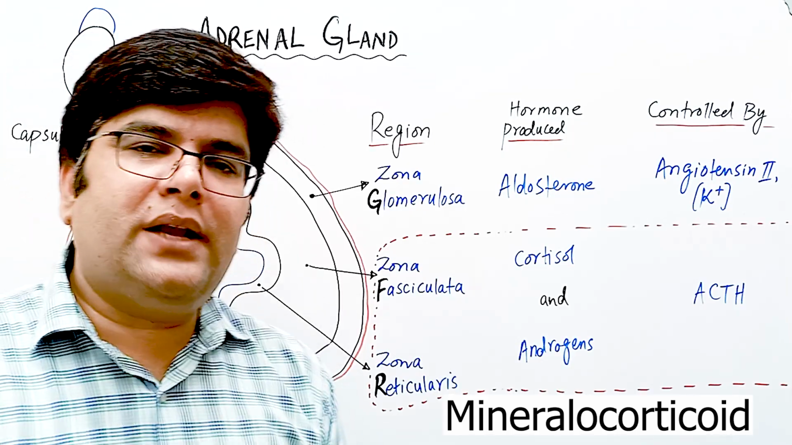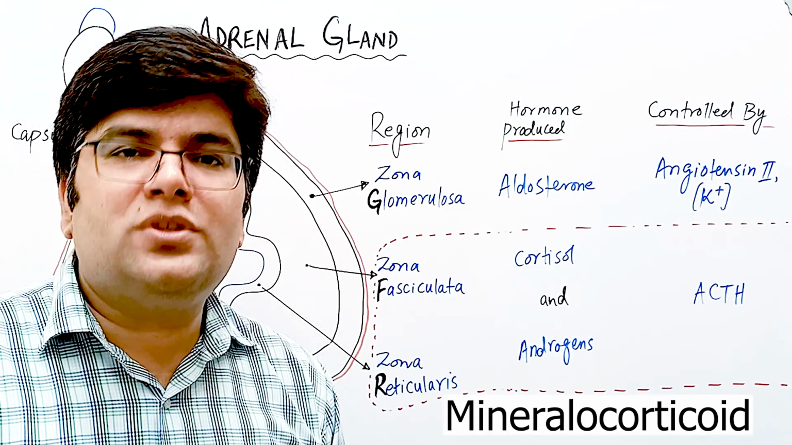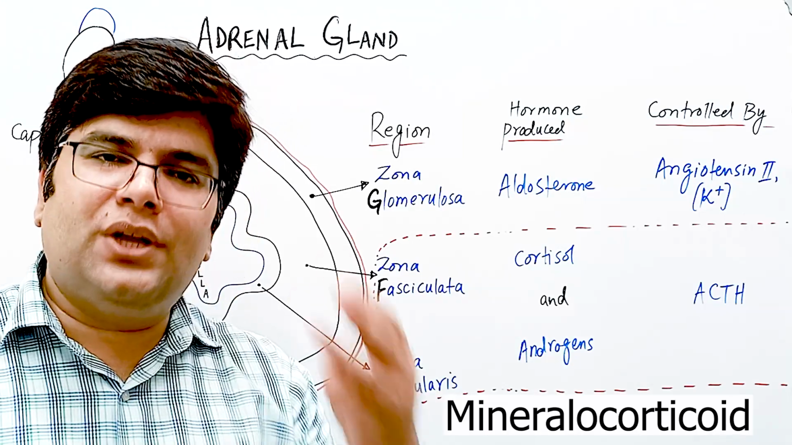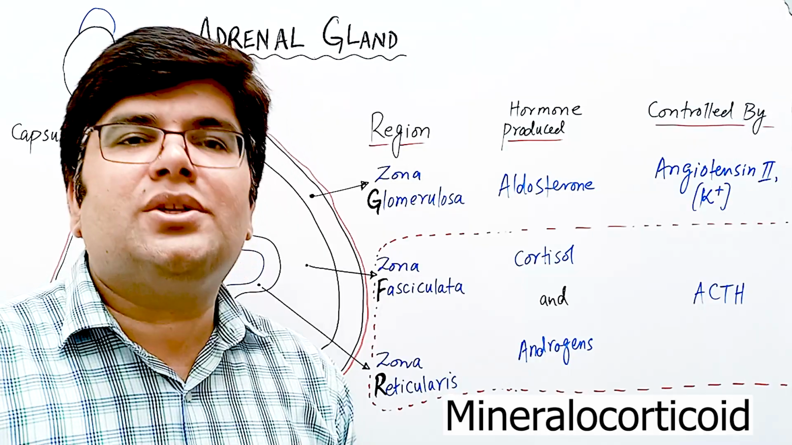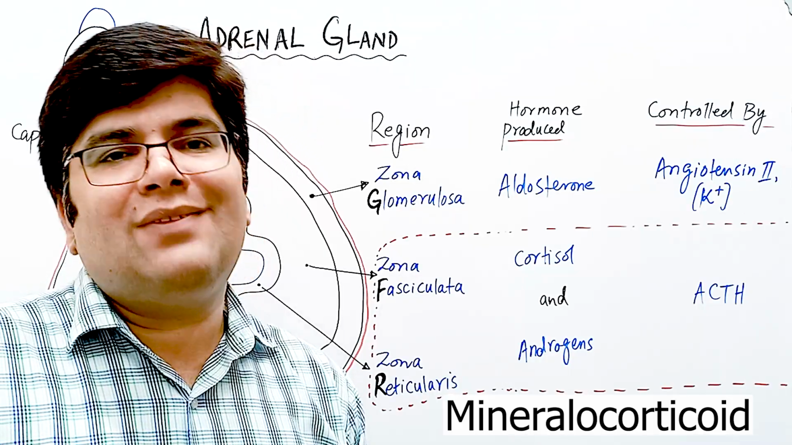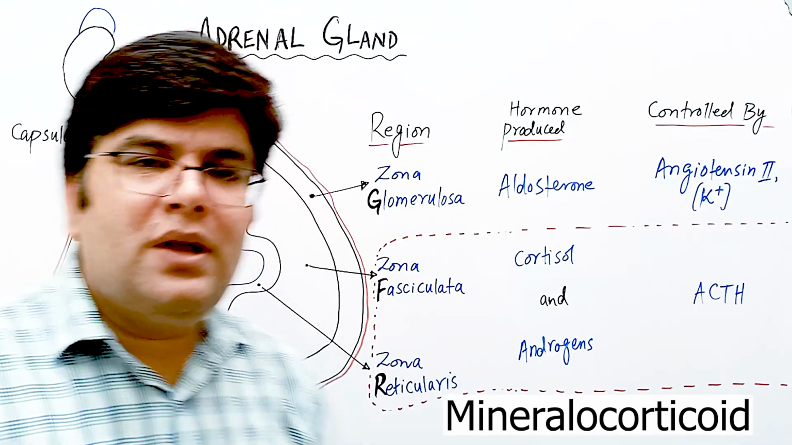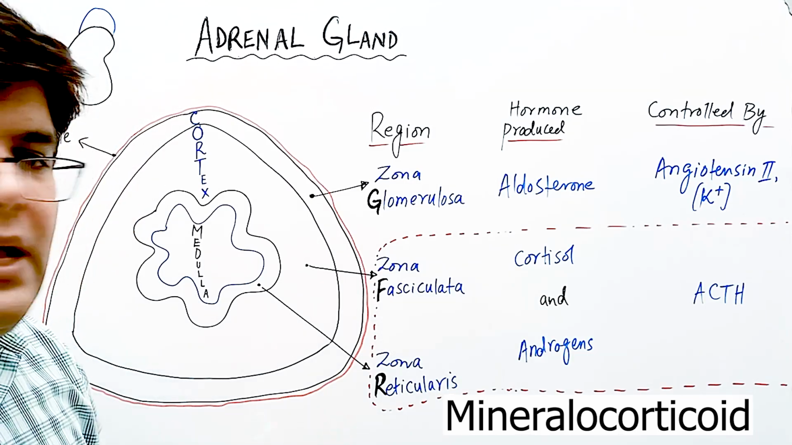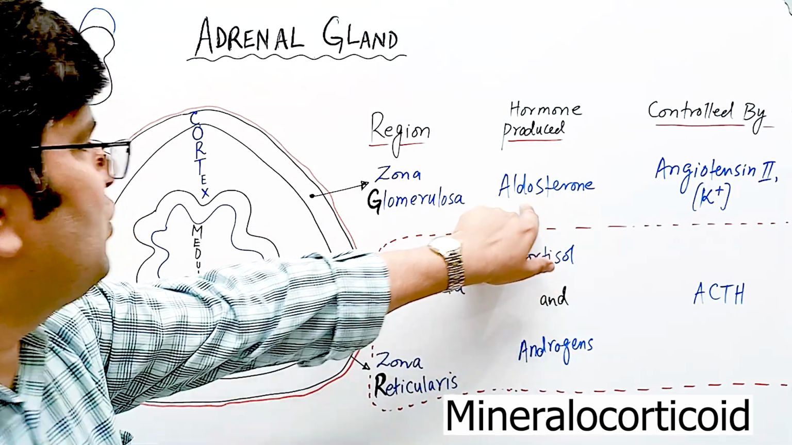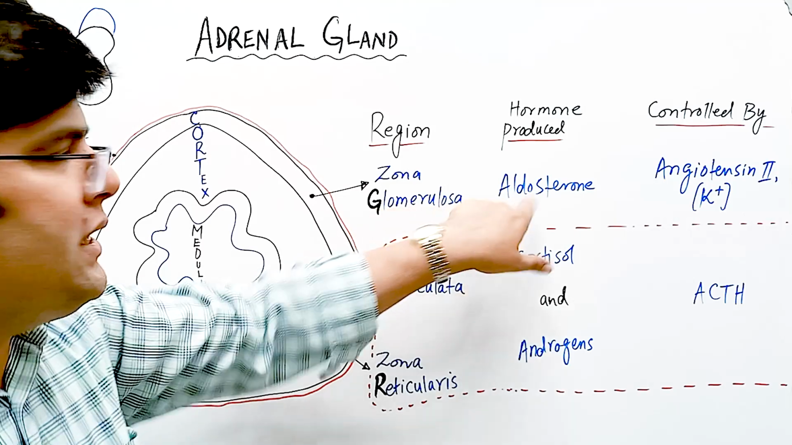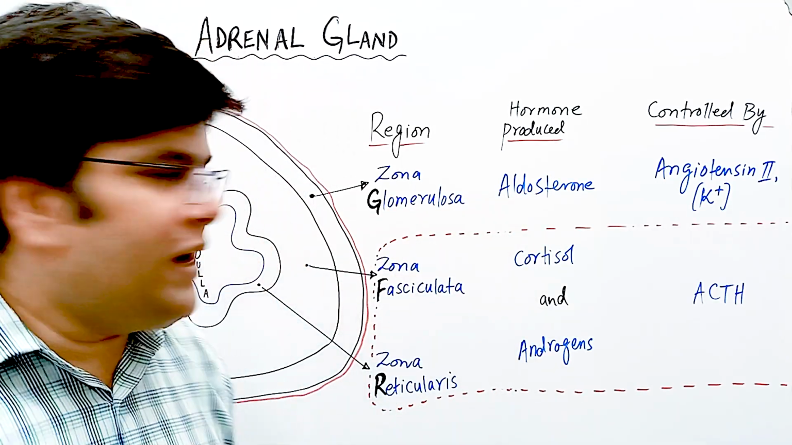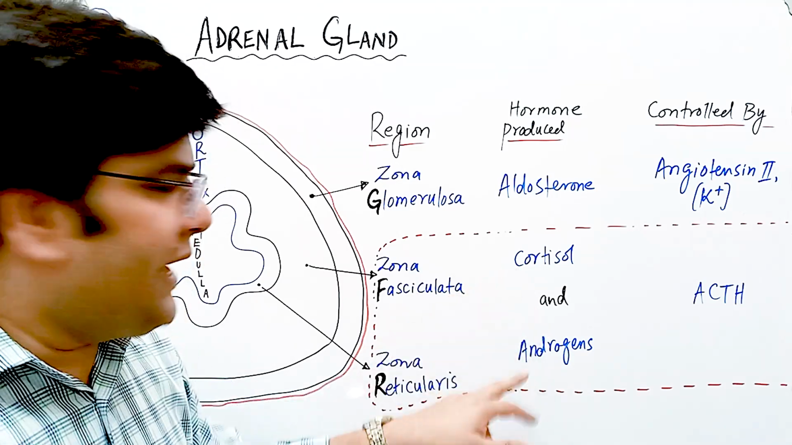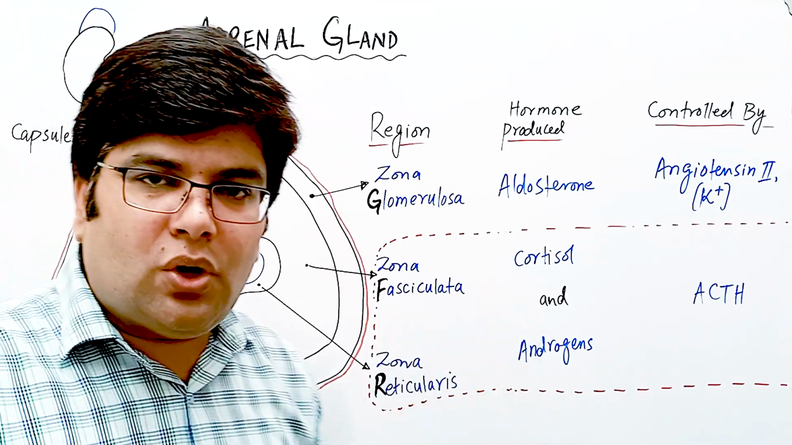It's important to note that the adrenocorticosteroid hormones, depending upon their function, are categorized into three groups. The mineralocorticoids, because their main function is to regulate the minerals in our extracellular fluid, mainly sodium and potassium. That's why they're called mineralocorticoids. And the major mineralocorticoid which is produced from the zona glomerulosa is aldosterone. The other two categories of adrenocorticosteroids are glucocorticoids and androgens, which we'll talk about shortly.